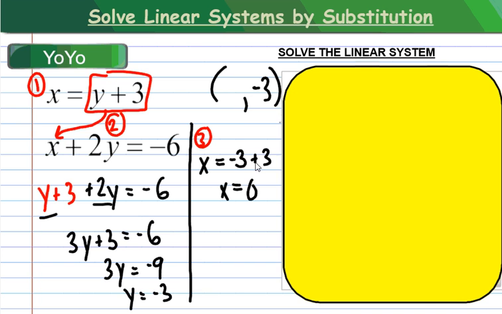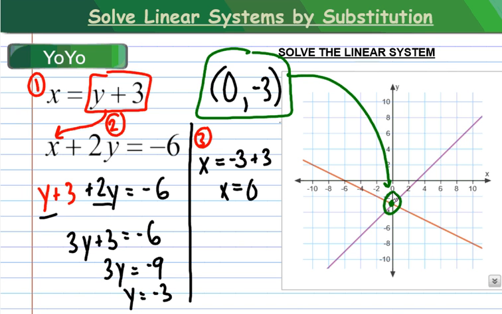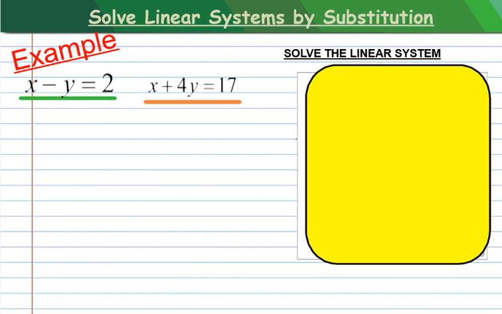X has to equal 0. Those two lines should be crossing at 0, negative 3, and you'll see that they do indeed cross at 0, negative 3. That's what you should have got. Okay, now we need to do one where we actually have to do step 1.